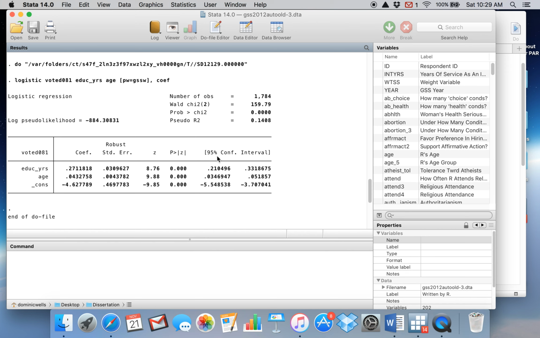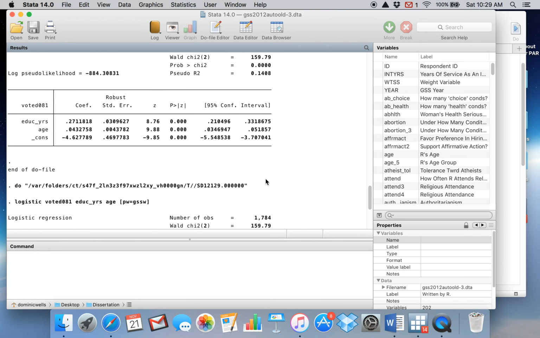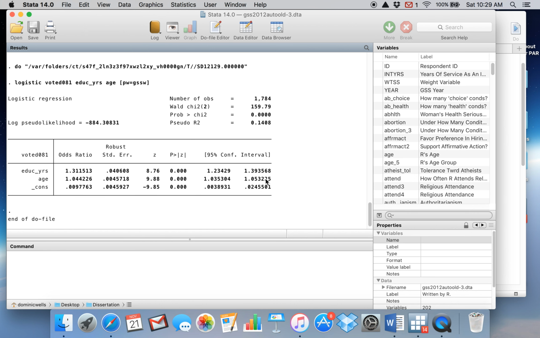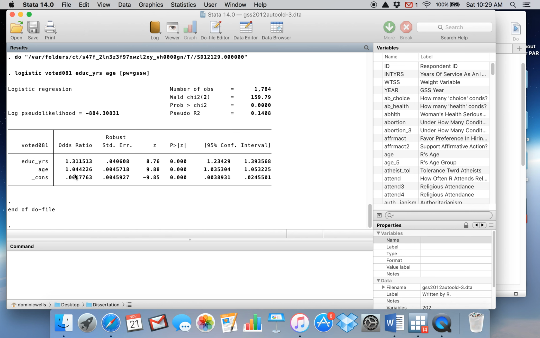Okay, so controlling for education, each additional year in age increases the odds of voting by 4%. And we can see that right here in this one with the odds ratios. We're at 1.04. This would round to 4%.